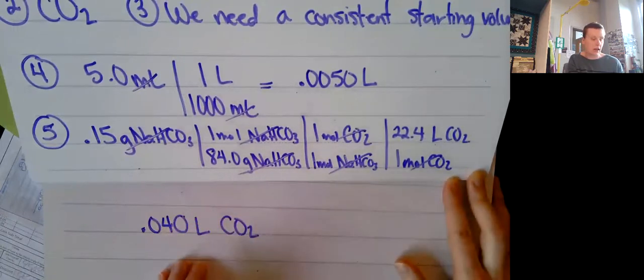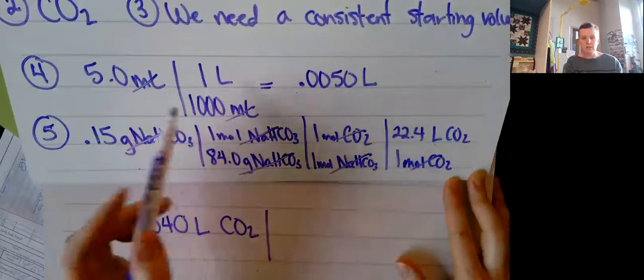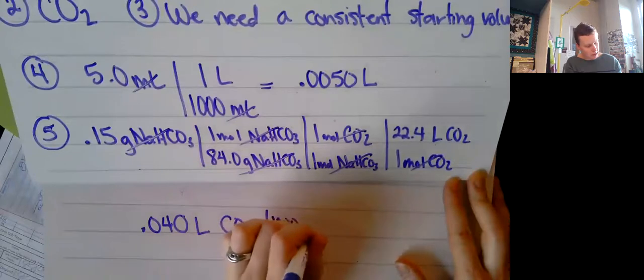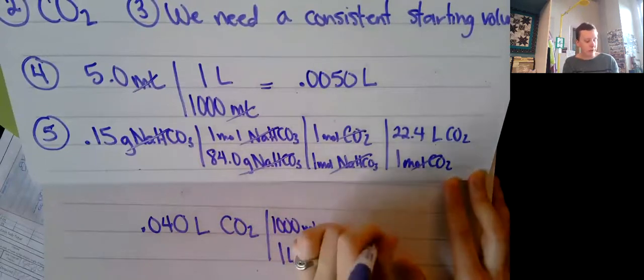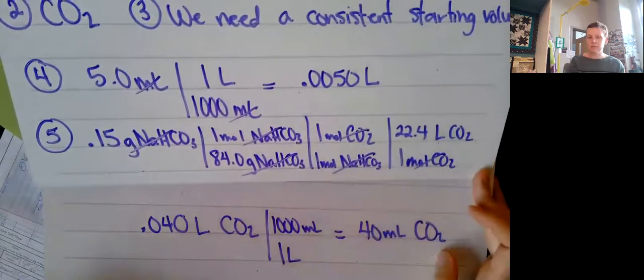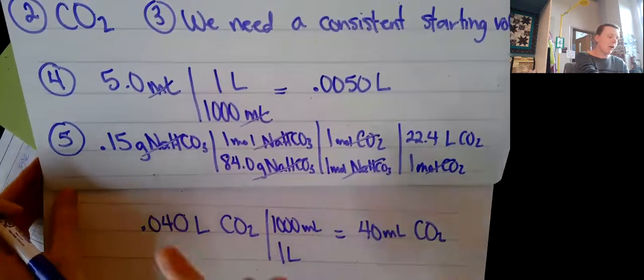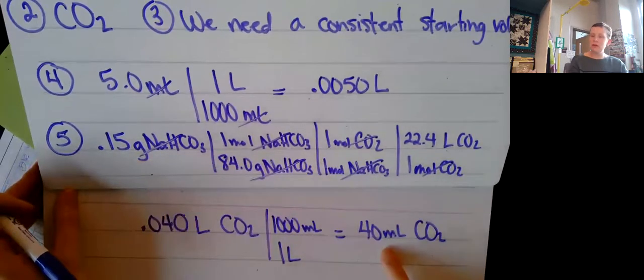You're going to have to write that down, box it. Then we're going to use that to convert to milliliters, which is the opposite of this conversion right here. 1 liter is the same as 1,000 milliliters. Excuse me. And we're going to end up with 40 milliliters CO2. Okay. So in our reactions in this lab, if all of our baking soda reacts, we're going to end up with 40 milliliters of CO2 in this syringe.